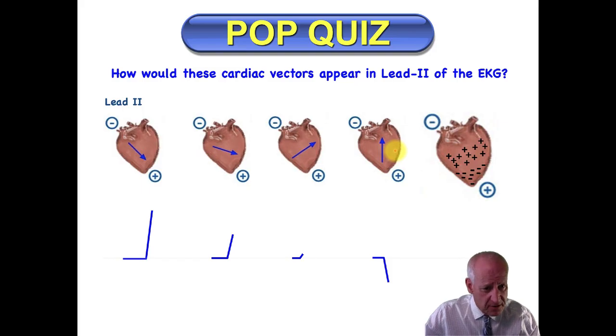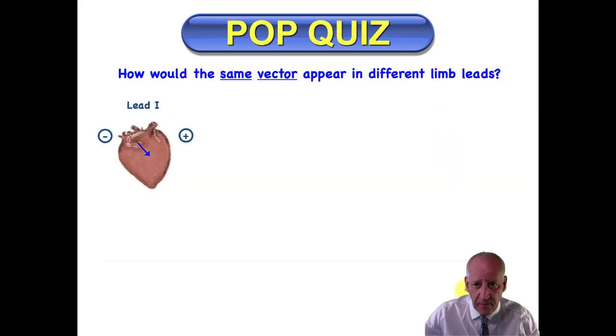And finally, what would this vector be? Recall, the convention is that the vector always points to the region of net positivity. So the vector would be pointed like this. This vector is pointed away from the positive pole toward the negative pole, and so it would be a fairly large negative deflection. Okay, very good.